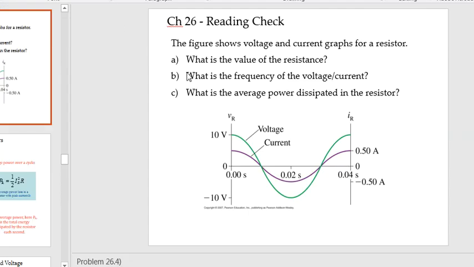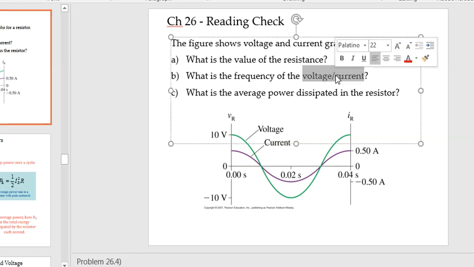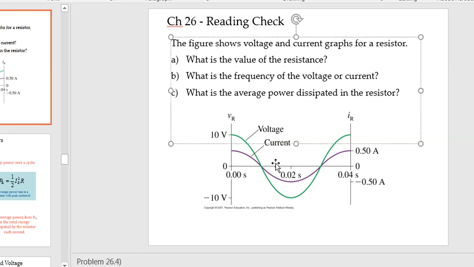Let's take a look at the second question, which is, what is the frequency of the voltage or the current? This is, I guess, a little bit strangely worded, not the voltage divided by the current. I'll just say the voltage or the current, because they have the same frequency. And what is the average power dissipated? Well, we'll look at that second, or after that. So what is the frequency?